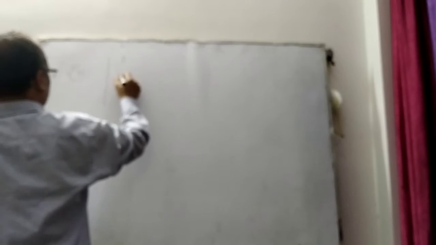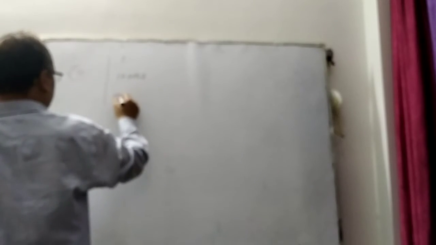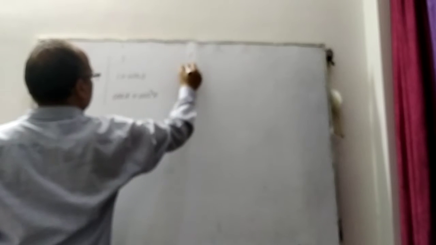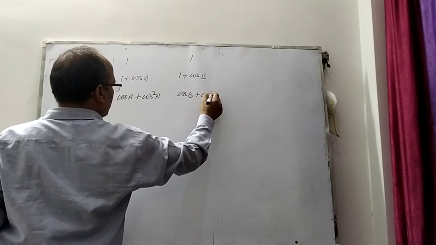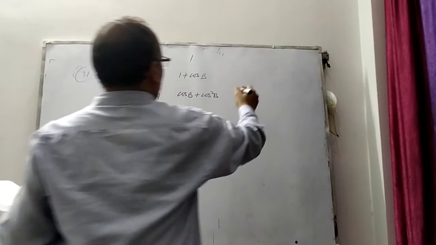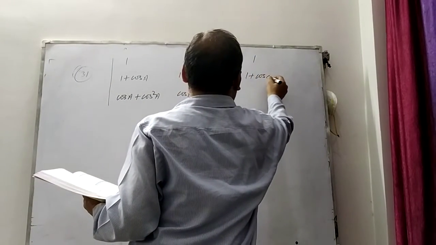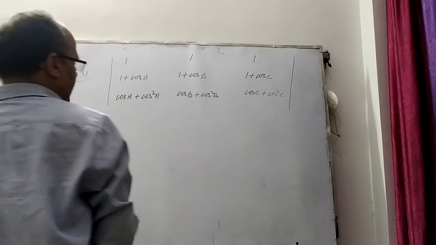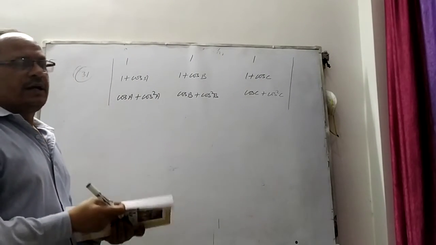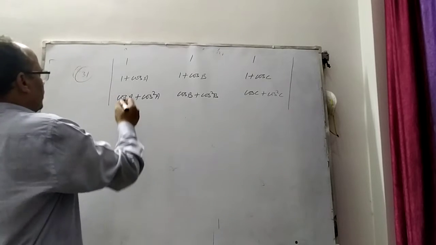Now one more question we will see from this exercise. Question number 31. The determinant with rows 1 plus cos A plus cos square A, 1 plus cos B plus cos square B, 1 plus cos C plus cos square C equals 0. Then prove that if ABC are angles of the triangle, then it is an isosceles triangle.